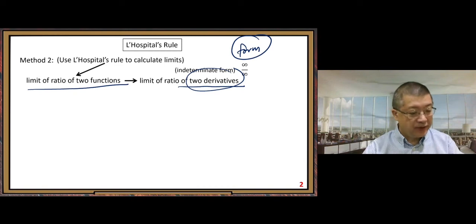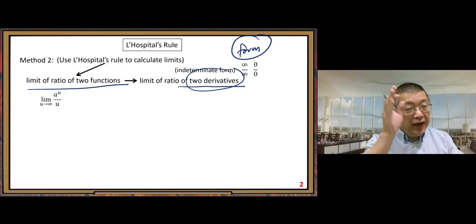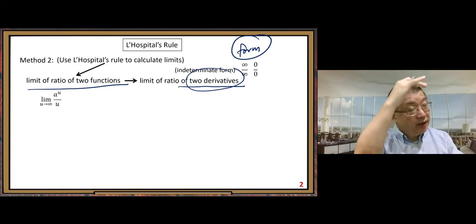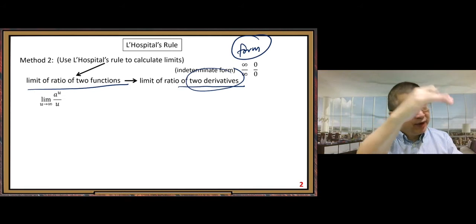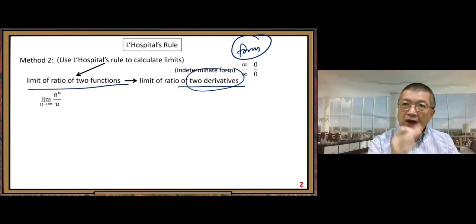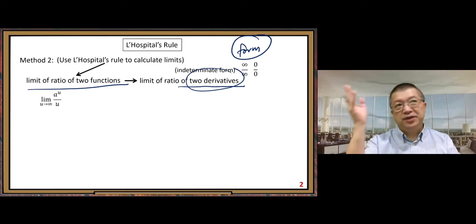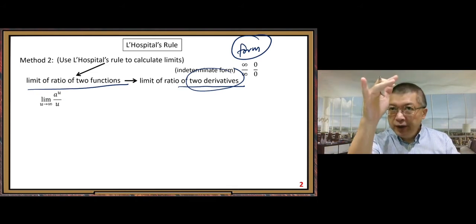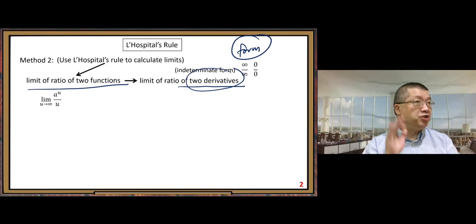So let's take a look. A to the u over u, the numerator goes to infinity, right? The denominator also goes to infinity. So that's the indeterminate form. So we can apply L'Hopital's rule. When we apply L'Hopital's rule, we need to take derivatives for the numerator and denominator respectively.